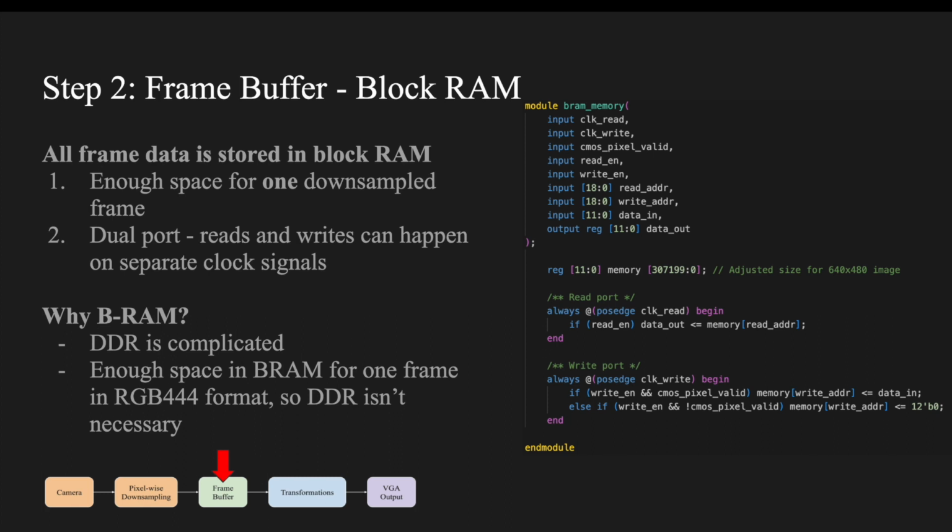So what you can see here is the block RAM instantiation. So we basically have dual port block RAM here. On the read side, which is going to be from the VGA, synchronized with the VGA clock, we're basically just setting data out to equal the memory at the read address. Again, this is controlled by the VGA controller. And on the write side, this is going to be controlled by the block RAM controller, the address, and the write enable.